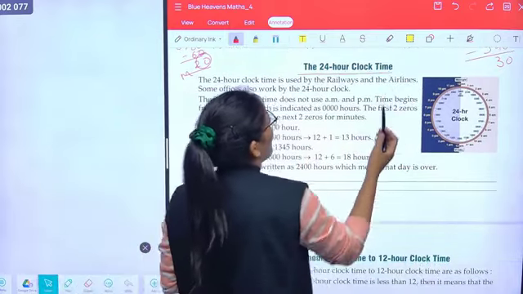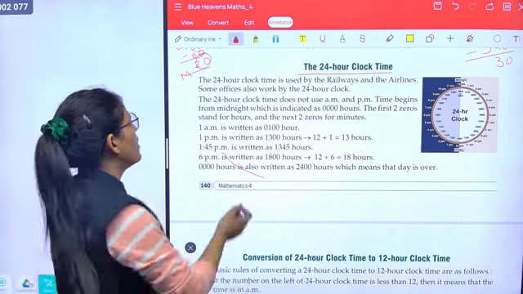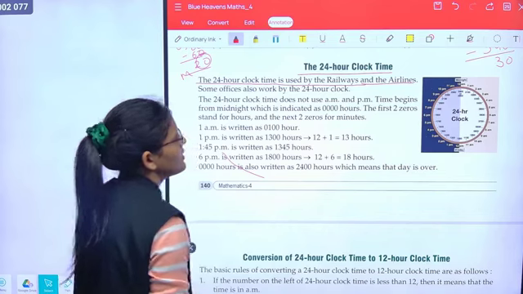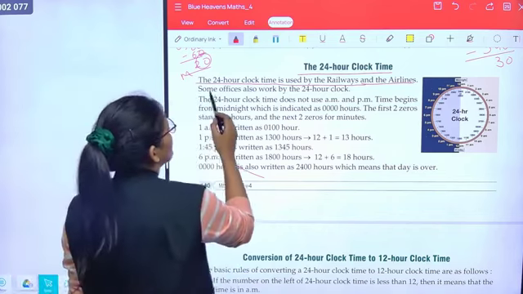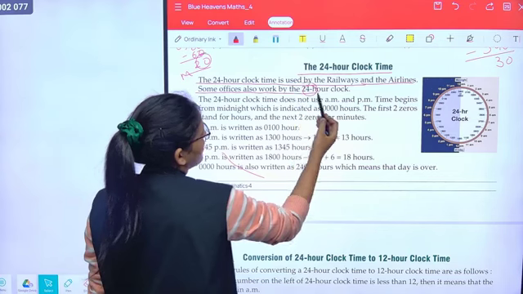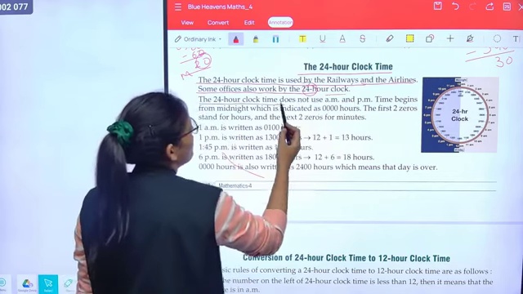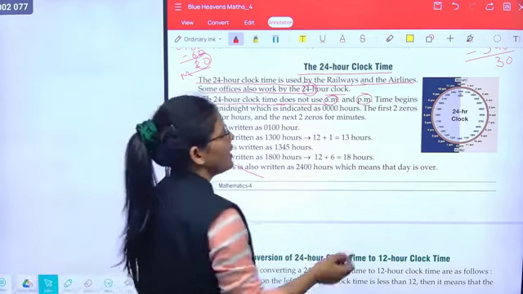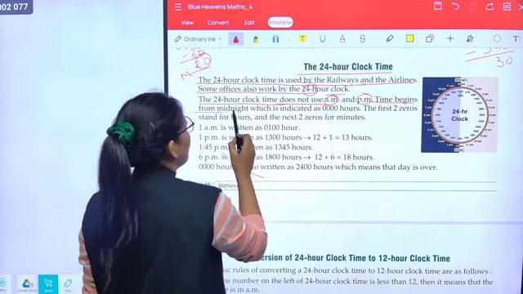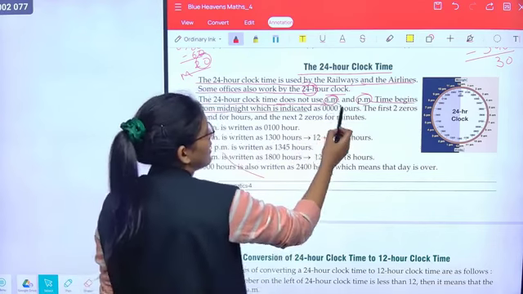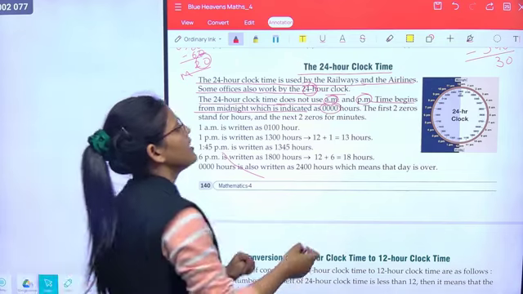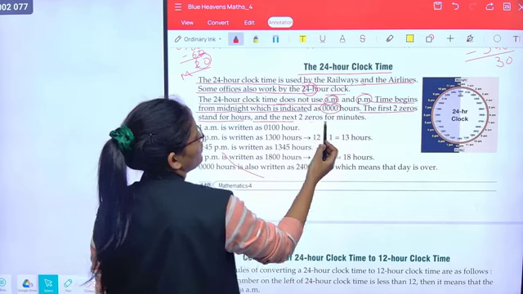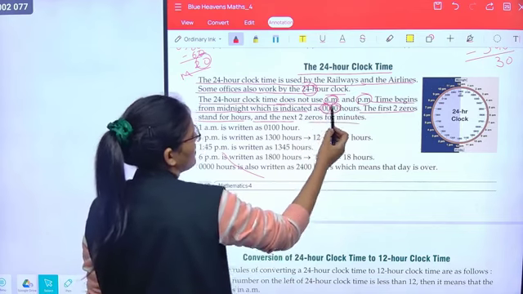Now the 24-hour clock time is used by railways and the airlines. Some offices also work by 24-hour clock. The 24-hour clock time does not use AM or PM. वहाँ AM और PM use नहीं होता 24-hour time में. Times begin from midnight, which is indicated as 0000 hours. The first two zeros stand for hours and the next two zeros for minutes. ये hours के लिए और ये minutes के लिए.